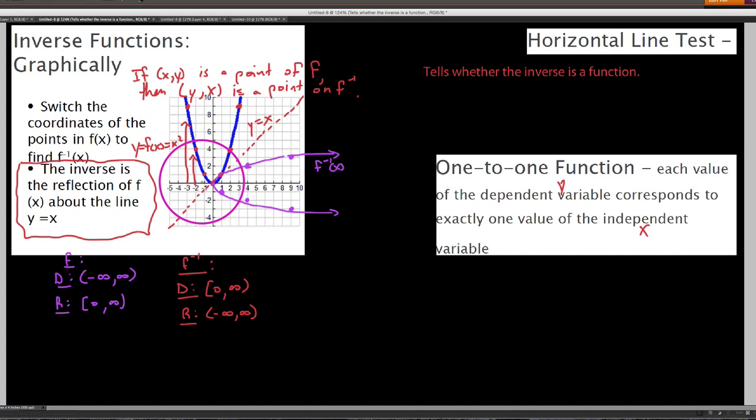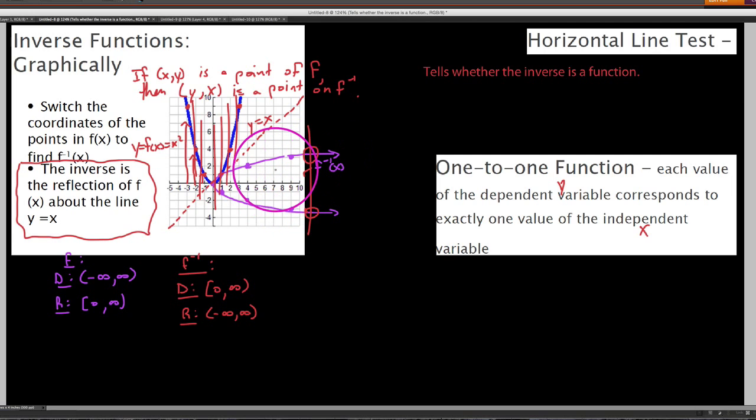And we can see that with the example that I'm using here. This blue parabola would pass the vertical line test because no matter where I draw a vertical line, it'll only ever hit my graph once. What I want everybody to notice, though, is to look at its inverse function. Is the inverse a function? Well, no, because when I draw a vertical line here, I have an x value that went to two different outputs, or two different y values.